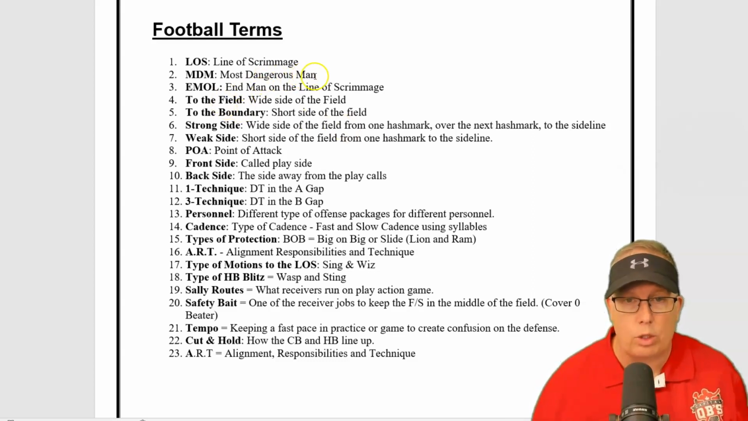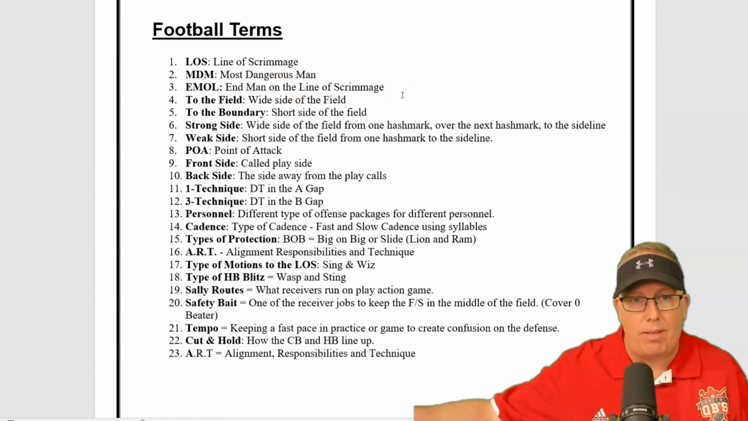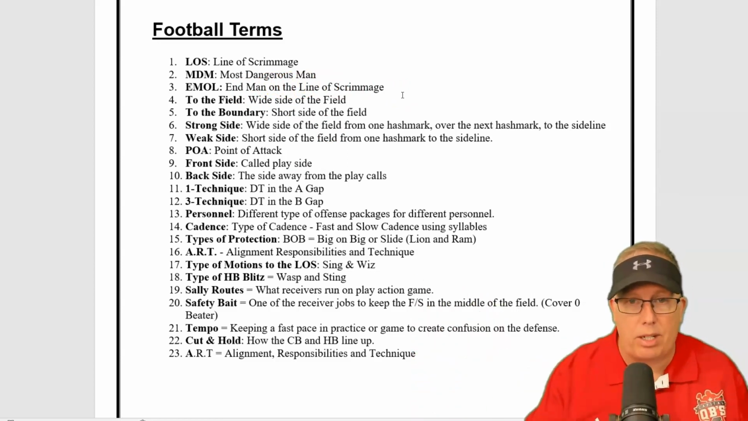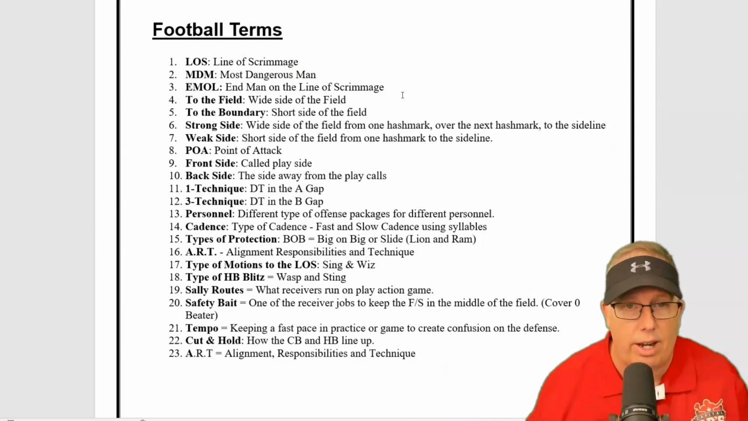MDM, the most dangerous man. So if you're a quarterback and you're saying, okay, where's my biggest threat? Where's the most dangerous man going to come from? That's what we call, where's the MDM? The end man of line of scrimmage. This is where, we'll say, we're telling you to block somebody. You got to block the last man on the line of scrimmage. We call the EMO, the end man of the line of scrimmage.